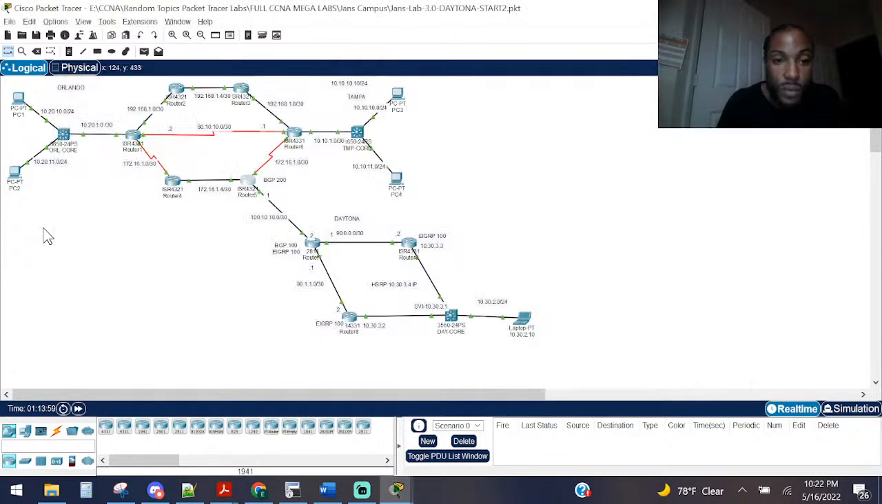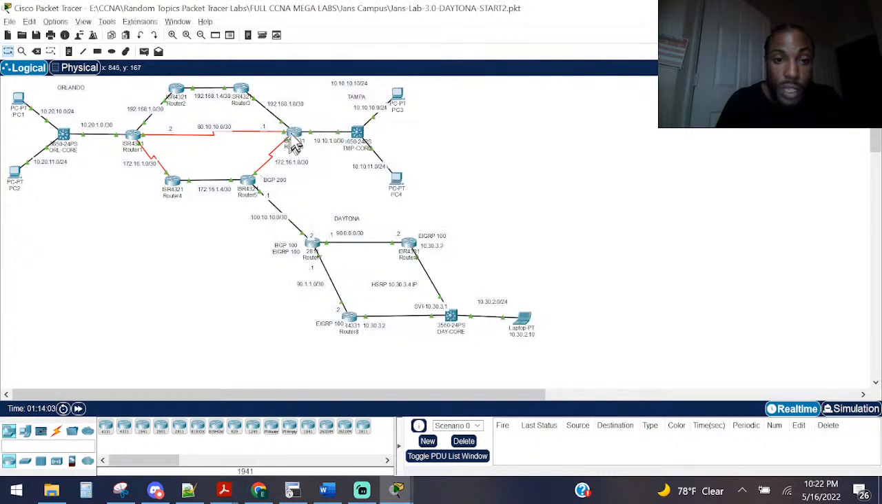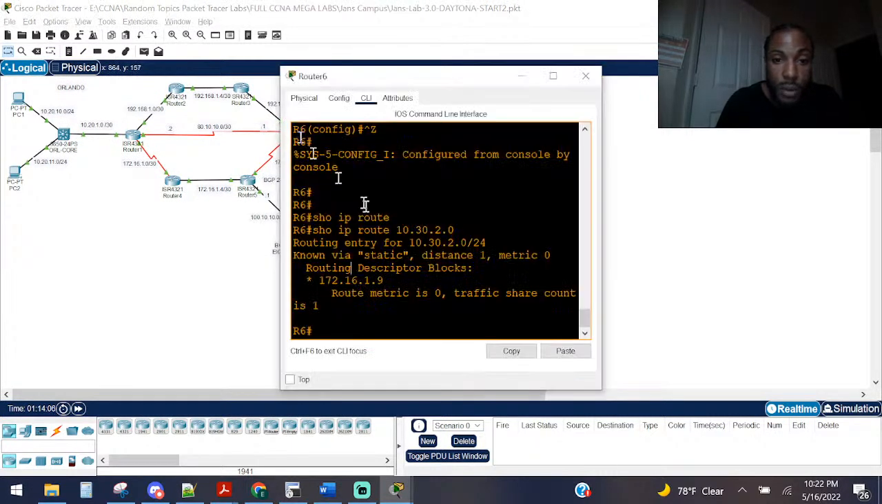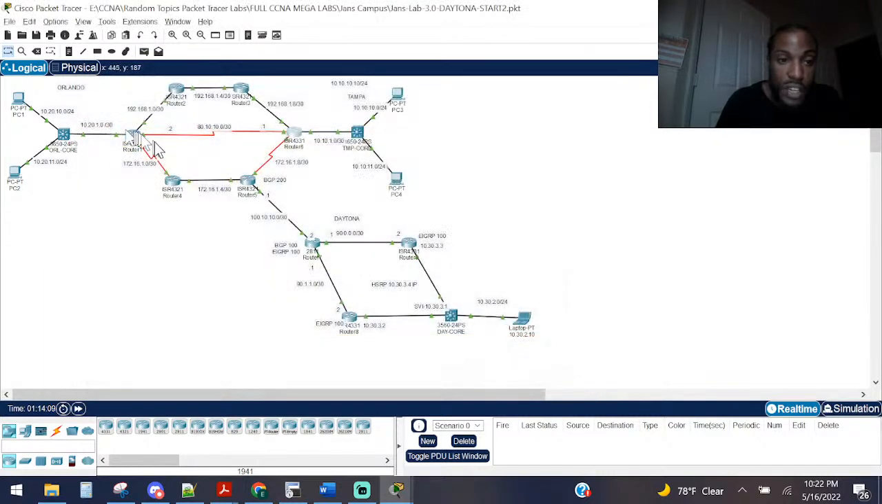So we're going to go not on router 5, router 6. Yeah, he has a way to get there. So he has a way to get to the 10.30.2.0 network, right? Router 6 does. Yep, beautiful. So, and then these guys have ways to get there, but let's triple check our work.